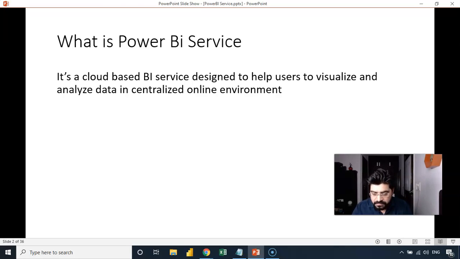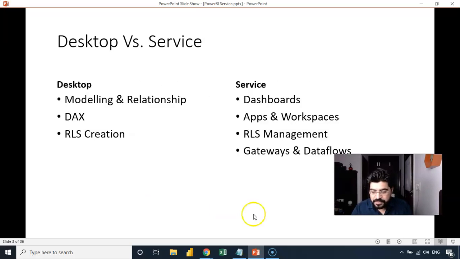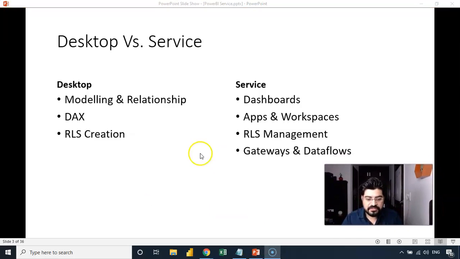Now, what is the major difference between these two? Have a look. First of all, in the desktop application, you can model, you can build a relationship, which we have already seen in very much detail. We have already discussed how to write the DAX functions, which is Data Analysis Expressions, in the Power BI desktop application. We have also seen that, we didn't discuss this RLS, but we can create an RLS rule over there, which is row level security.